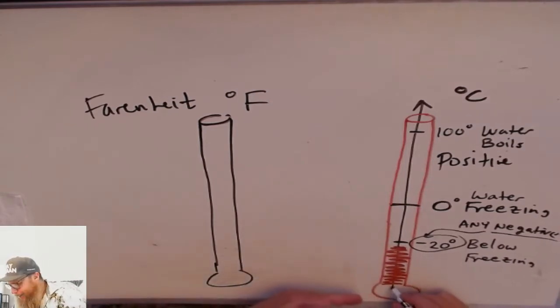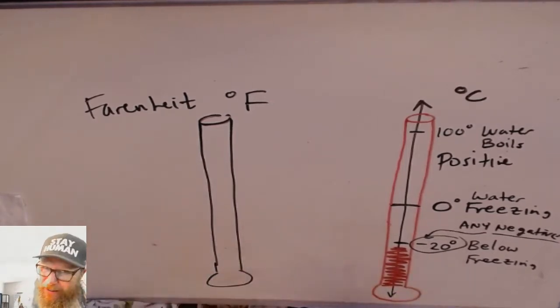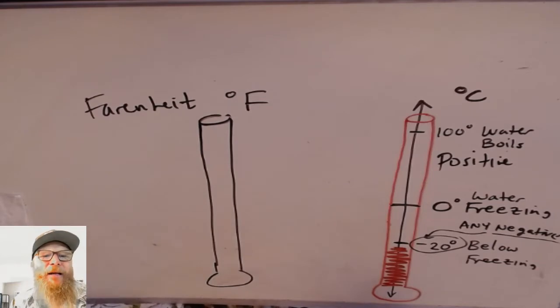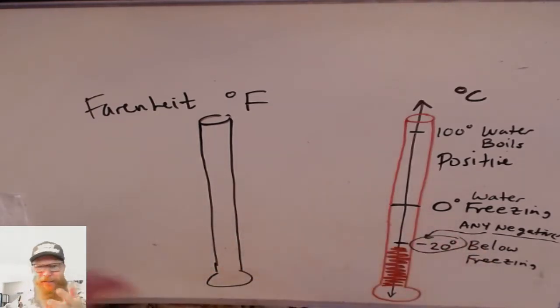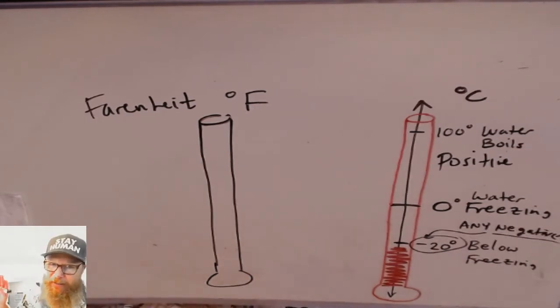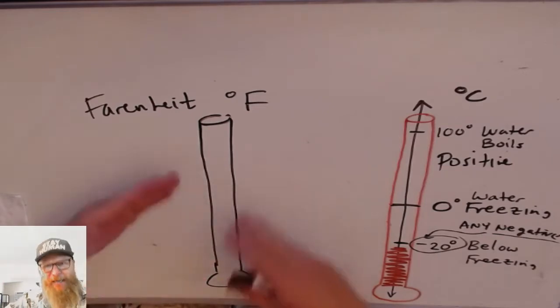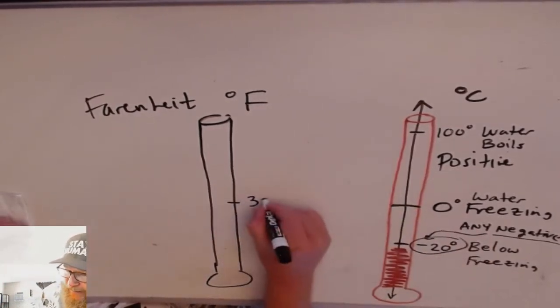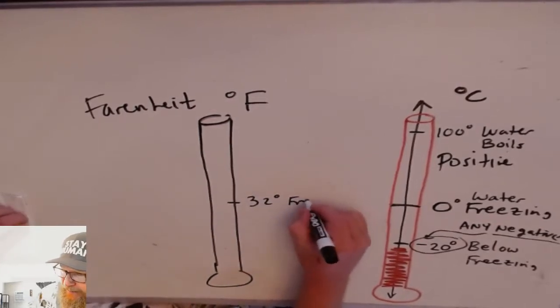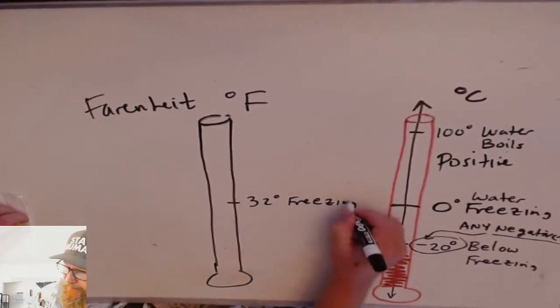It could technically go to negative infinity, but I'm not going to teach physics today. But in physics, it turns out there is an absolute zero. It's very, very cold. It's 300 and something degrees below zero. I'm not really going to go there, so I'm just making it look like a thermometer. 0 degrees freezing is now 32 degrees in Fahrenheit.